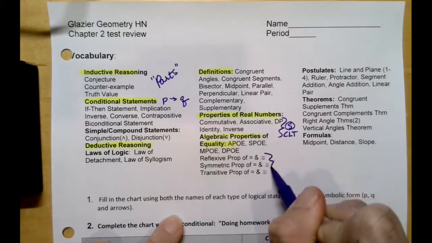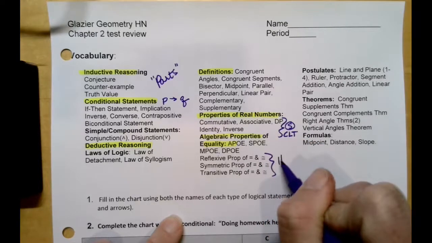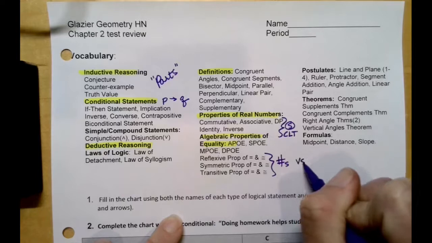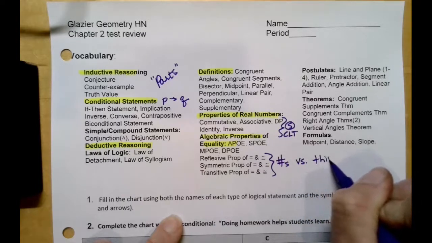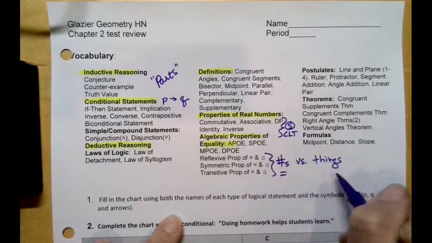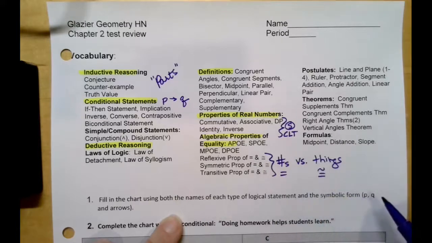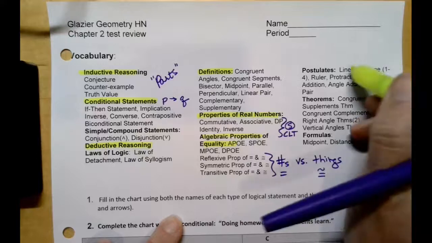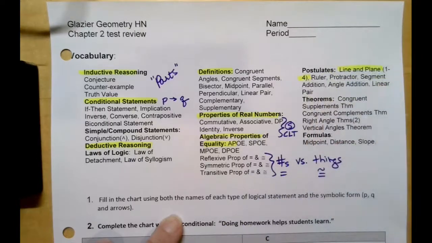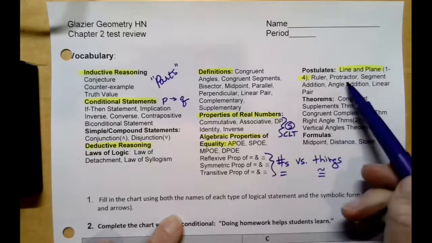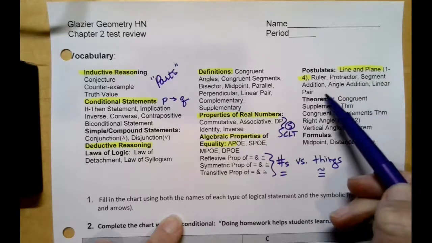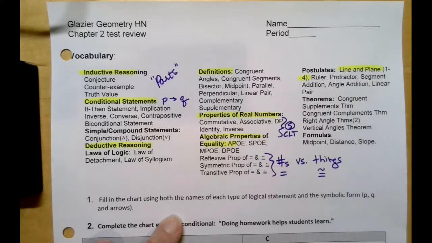And then, of course, here we have to remember, think about numbers versus things. Am I dealing with equality or am I dealing with congruence? Our postulates, we have our line and plane postulates from Unit 1. And on top of that, we have our ruler, protractor, segment, and angle addition postulate and our linear pair postulate.